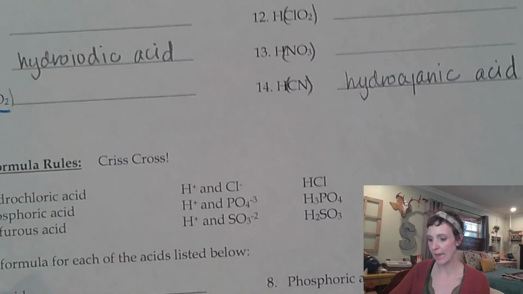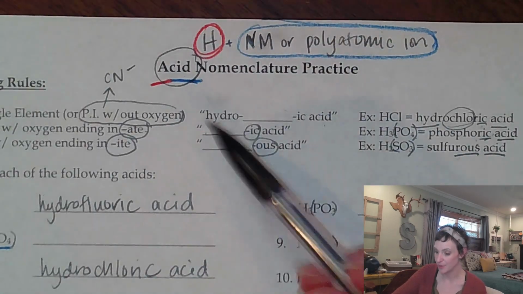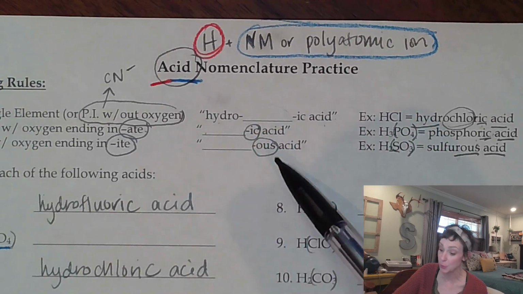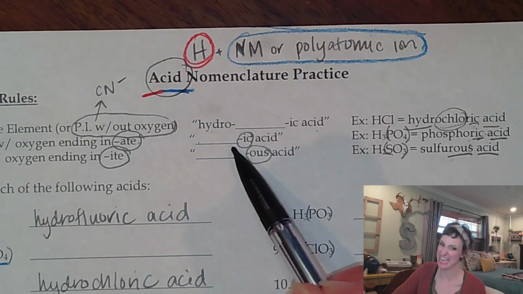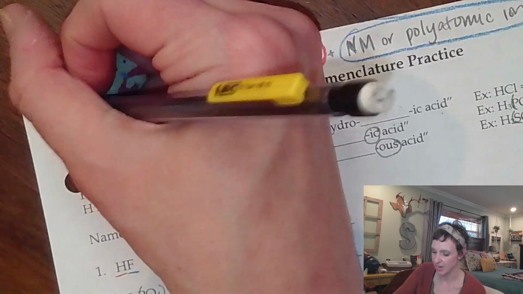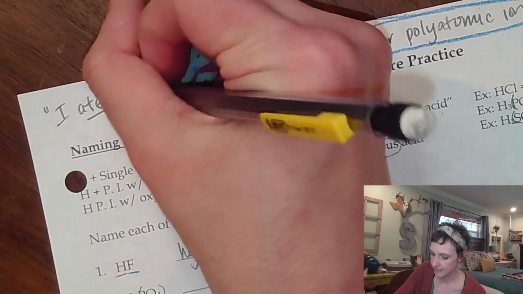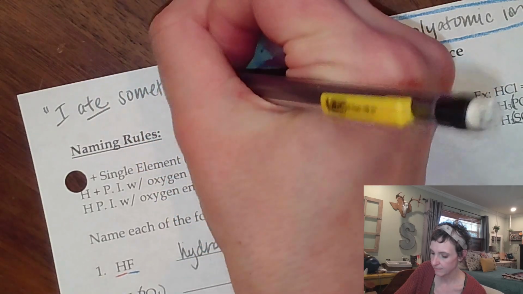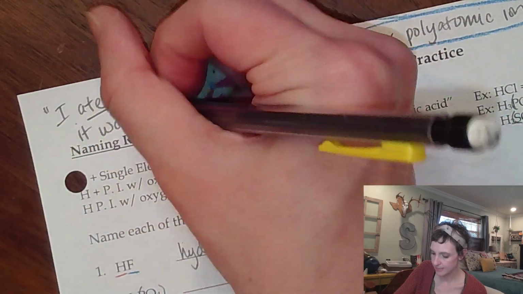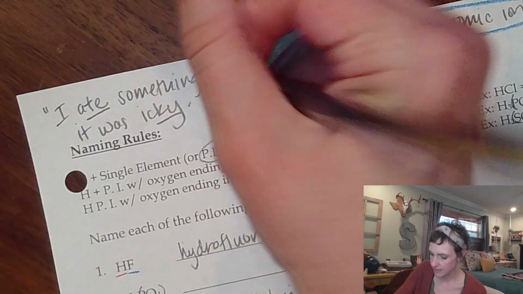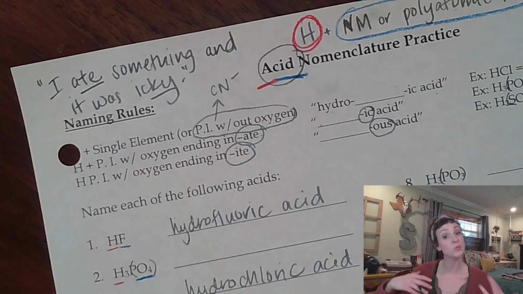Cool. Okay. The rest of these are polyatomics. Oh, and I forgot to mention the way that I remember that ate goes to ic and ite goes to us. I think I ate something and it was icky. So we're going to write that maybe at the top: I ate something and it was icky. So that kind of grounds me. Ate goes to ic, which means ite goes to us.